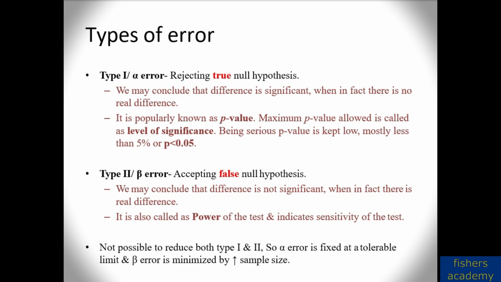Type 2 error: accepting a false null hypothesis. We may conclude that the difference is not significant when in fact there is a real difference. It is also called the power of the test and indicates the sensitivity of the test. It is not possible to reduce both type 1 and type 2 errors. So alpha error is fixed at tolerable limits and beta error is minimized by increasing sample size.